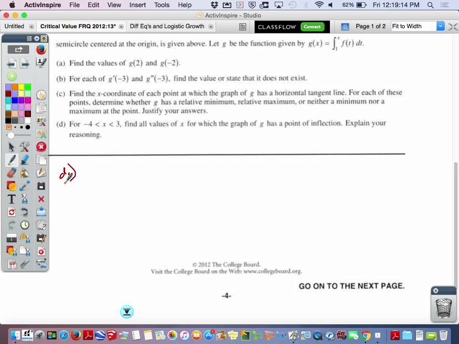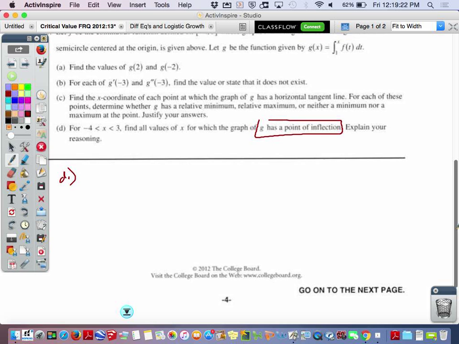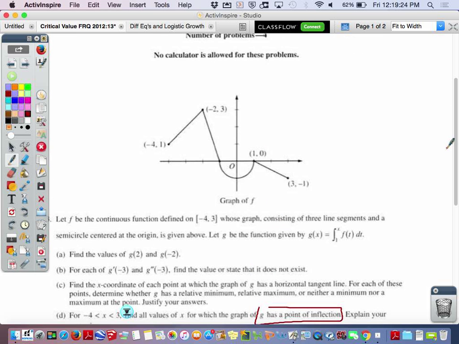Part D says, for x between -4 and 3, find all values of x for which the graph of G has a point of inflection. Explain your reasoning. Points of inflection, remember, refer to G double prime. So we're looking for where G double prime of x, which we know is equal to f prime of x, equals 0 or does not exist. That's a potential point of inflection. So on the graph, what are all of these potential places?